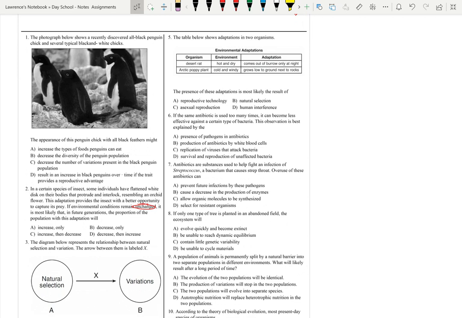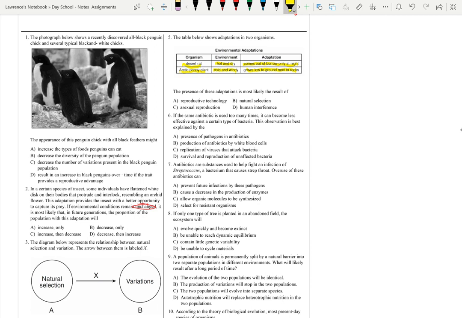The presence of these adaptations is most likely the result of organism. Desert rat. The environment is hot and dry. The adaptation comes out of the burrow only at night. That was a good adaptation. It keeps them cool. An organism is an Arctic poppy plant. It's a cold and windy environment. Grows low to the ground next to rocks that help absorb heat.